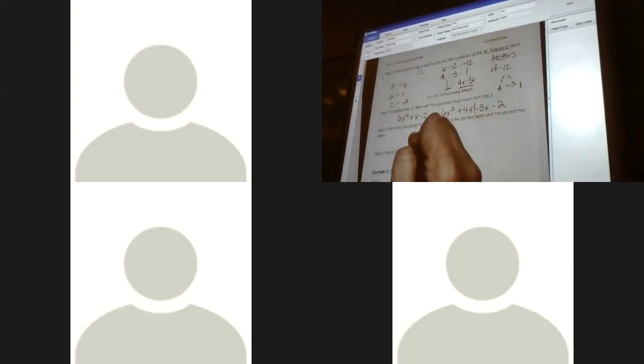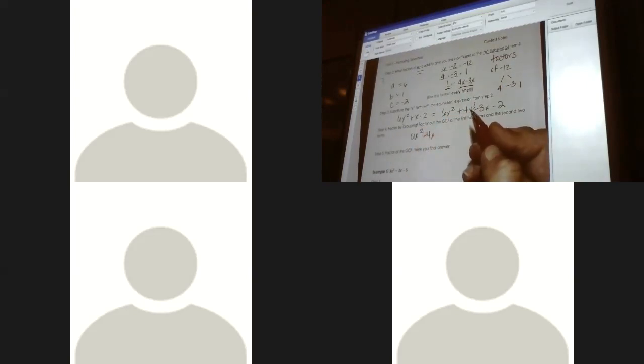And we say 6x squared plus 4x. And then over here, still the same thing, but we're beginning to look at them separately: 3x minus 2. Now, why are we doing that? Why are we looking at this separately? So that we can factor it easier.